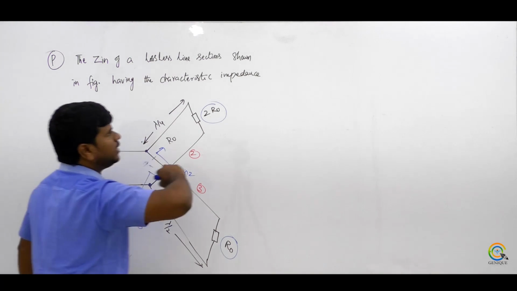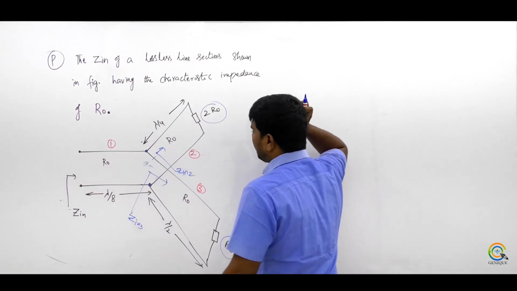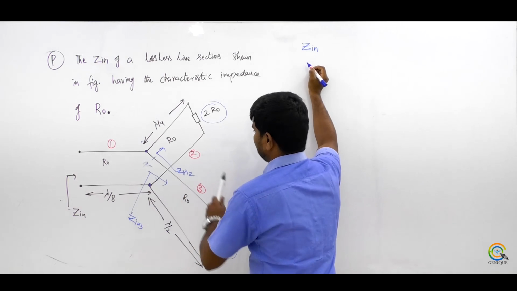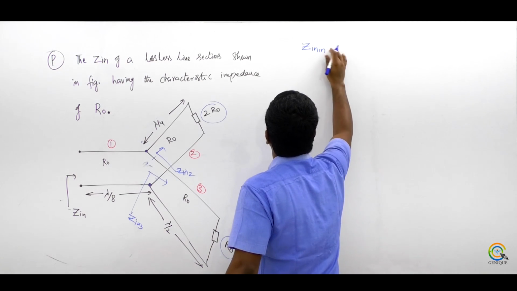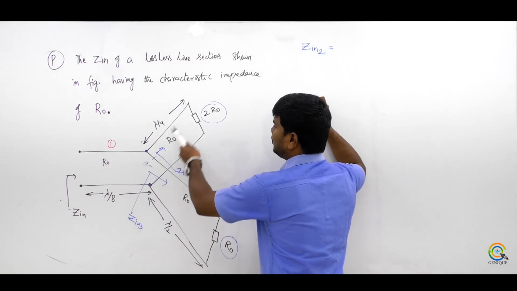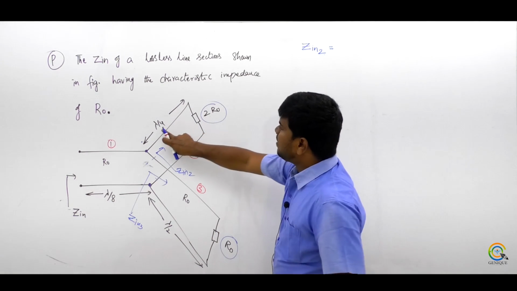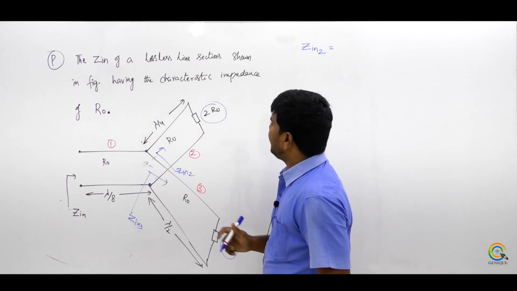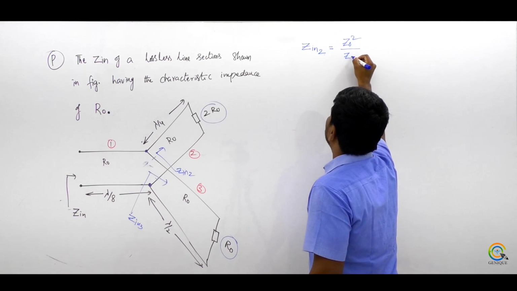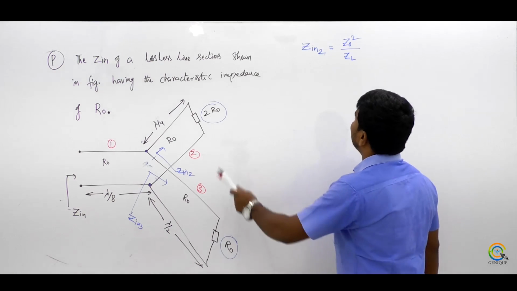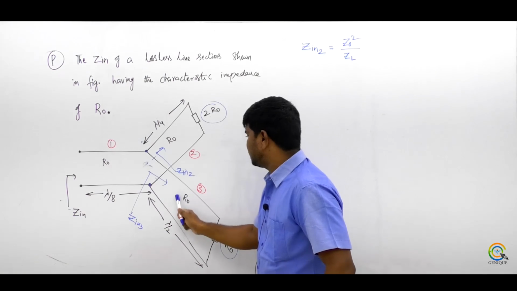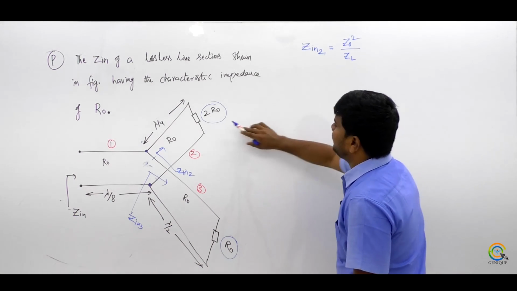So first of all you have to find Zin2. What is Zin2? The input impedance of the second line. It is a lambda by 4 line. For the lambda by 4 line, what is the input impedance? It is Z0 square divided by ZL. What is Z0 square? Already R0 is given, the characteristic impedance.